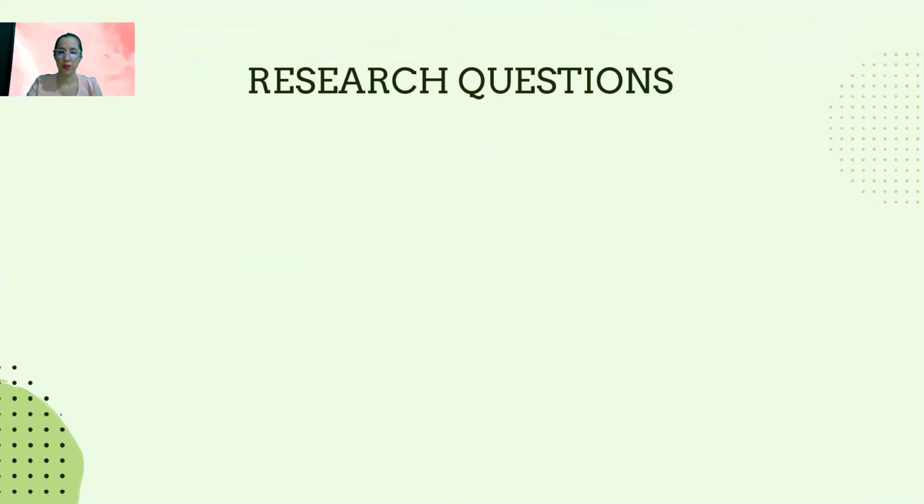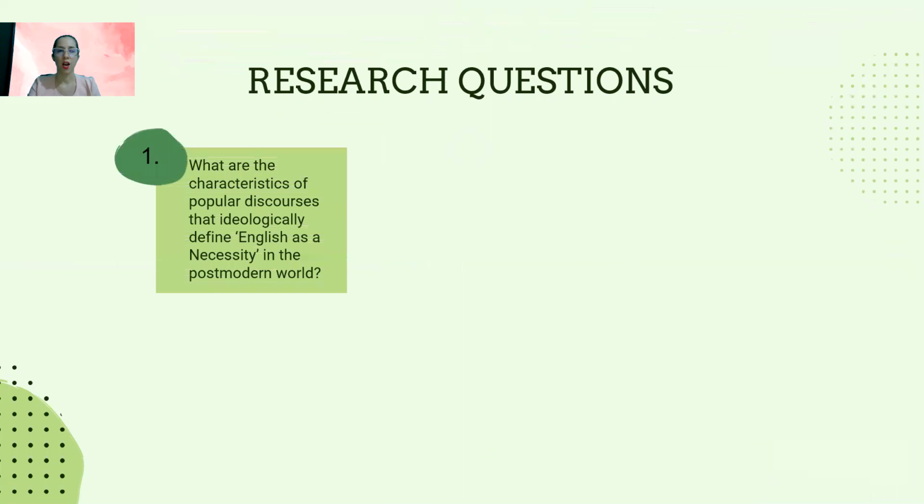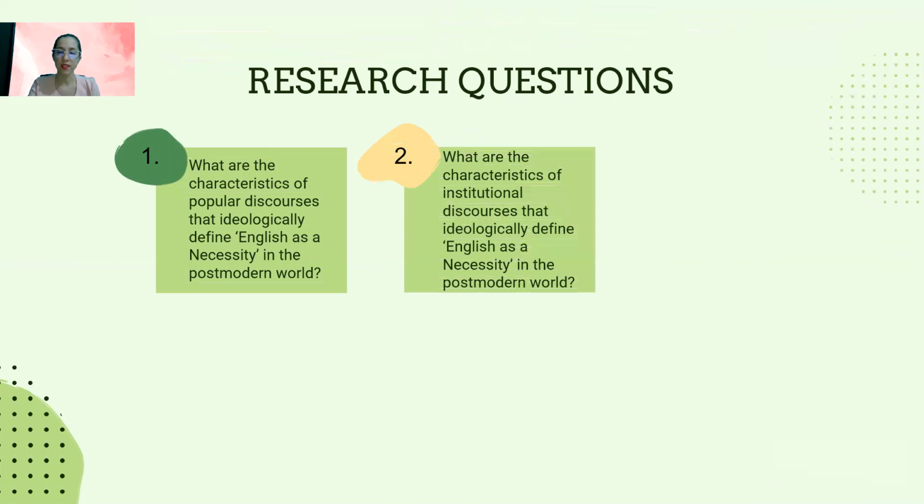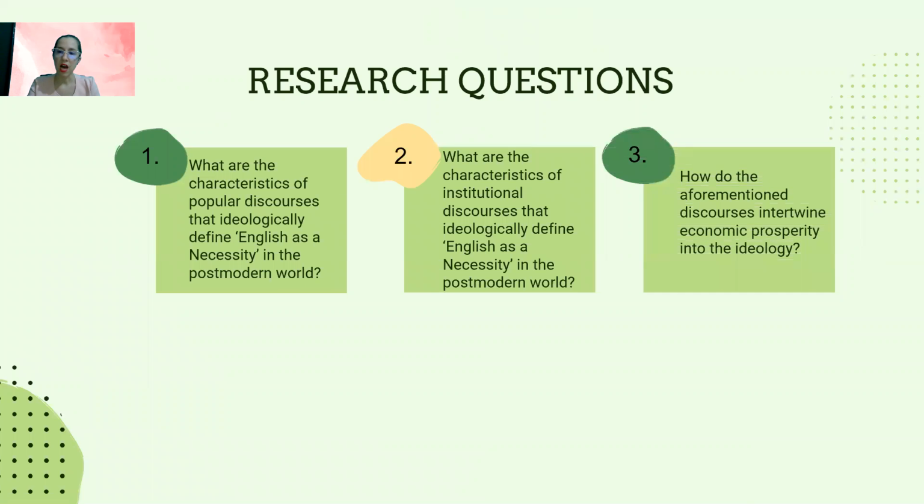So the research questions that will guide this study will be five. First, what are the characteristics of popular discourses that ideologically define English as a necessity in the postmodern world? Second, what are the characteristics of institutional discourses that ideologically define English as a necessity in the postmodern world? Third, how do the aforementioned discourses intertwine economic prosperity into the ideology?